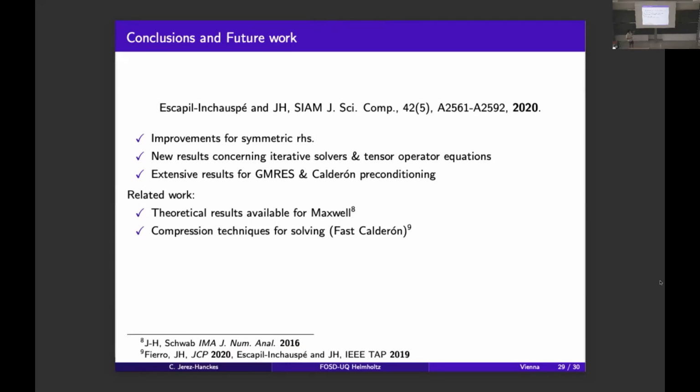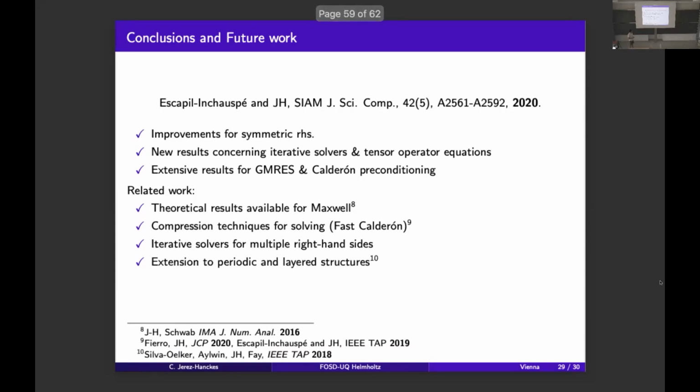Now the interesting thing is you can apply all the machinery of the fast Calderon or compressed or biparametric operator preconditioning onto this, so that this can go much faster as well. And then, of course, you would like to see several right-hand sides at the same time. So, as I said, there are the layered structures and periodic structures extensions.